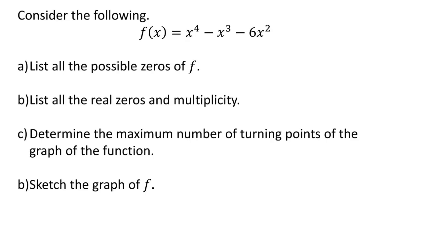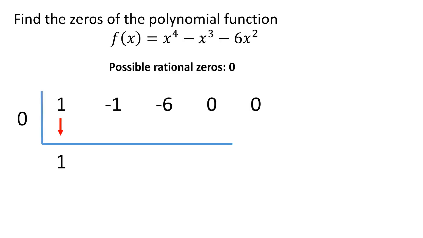All right, so let's consider this function now and do several steps for this one, right? So we have the function x to the 4th power minus x cubed minus 6x squared, and list all the possible zeros. Again, we're going to use the rational zero test. List all real zeros and multiplicity. Determine the maximum number of turning points of the graph, and we'll sketch the graph. Okay, so let's go for it.